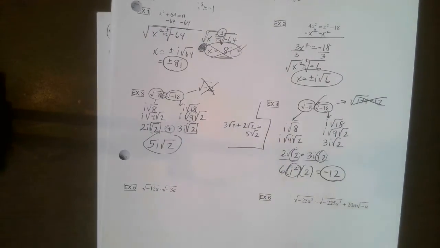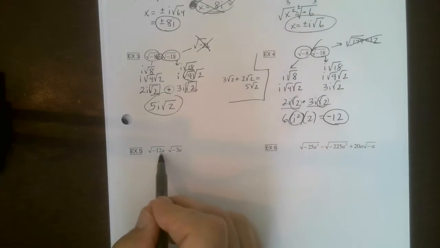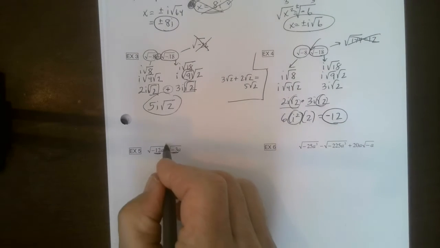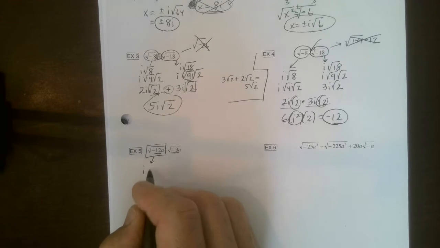All right, last couple problems. This isn't too bad. Again, don't you dare multiply this stuff together. That's the big temptation. We've got to deal with this individually. Start by taking the i out.